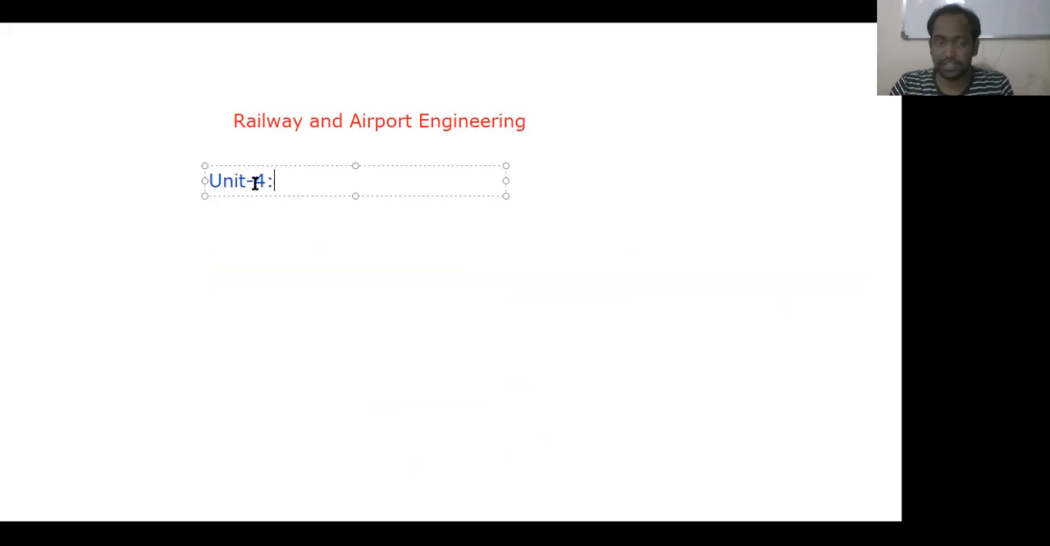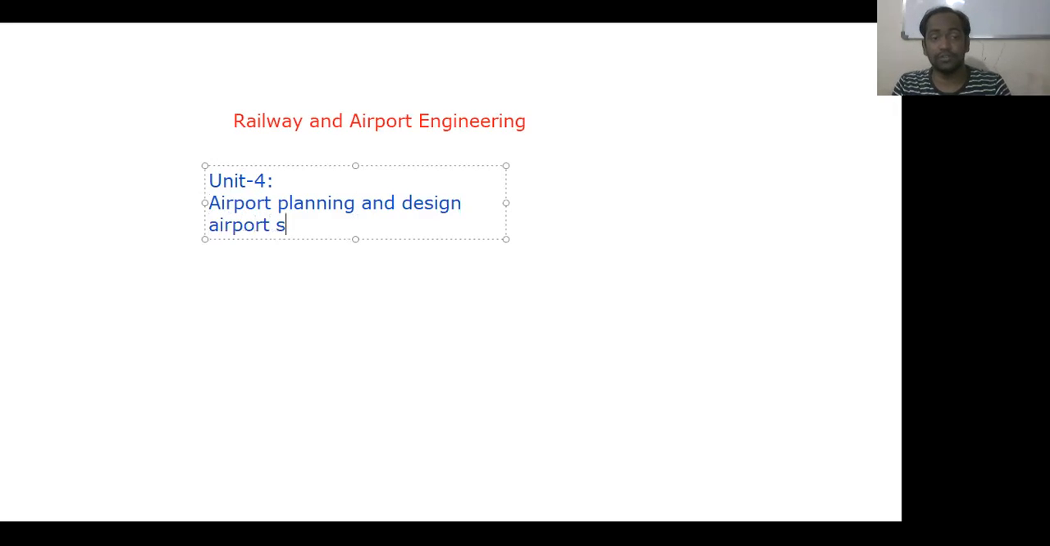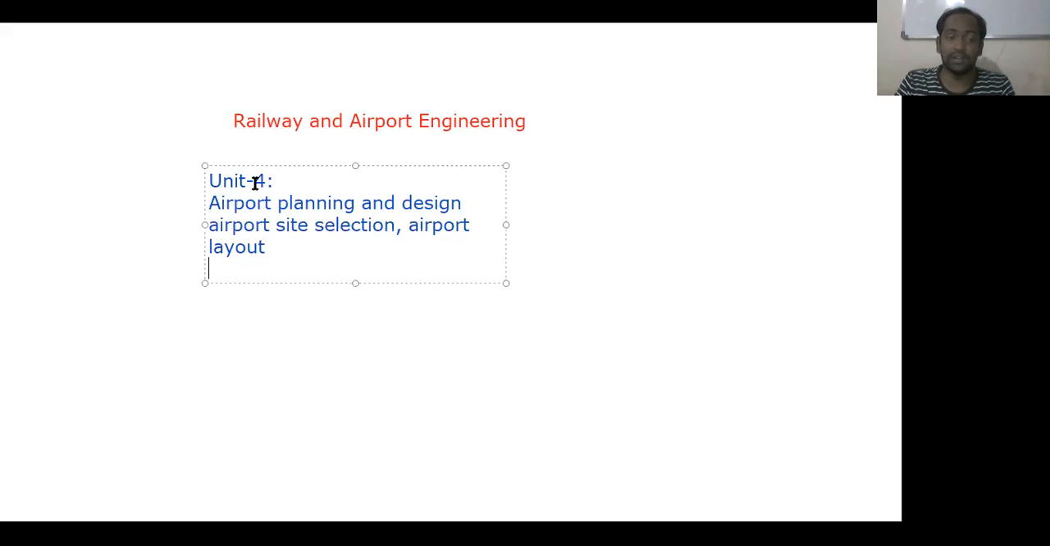In unit 4, we will study the various basic things about airport engineering. The first topic is airport planning and design. Also we will study airport site selection, how to select a proper site to construct an airport, and airport layout, how to make a layout for an airport. We will also study the various components of an airport, like the runway, and how to design a runway.